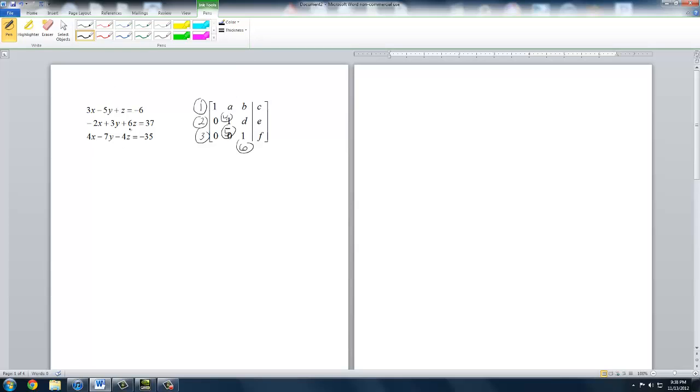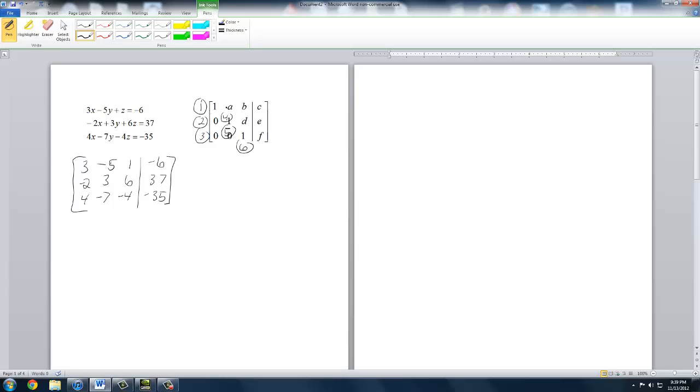So the first thing we're going to do with this equation is put it into an augmented matrix form, and that's by putting in all the coefficients. 3, negative 5, 1, need a line, negative 6, negative 2, 3, 6, 37, 4, negative 7, negative 4, and negative 35.